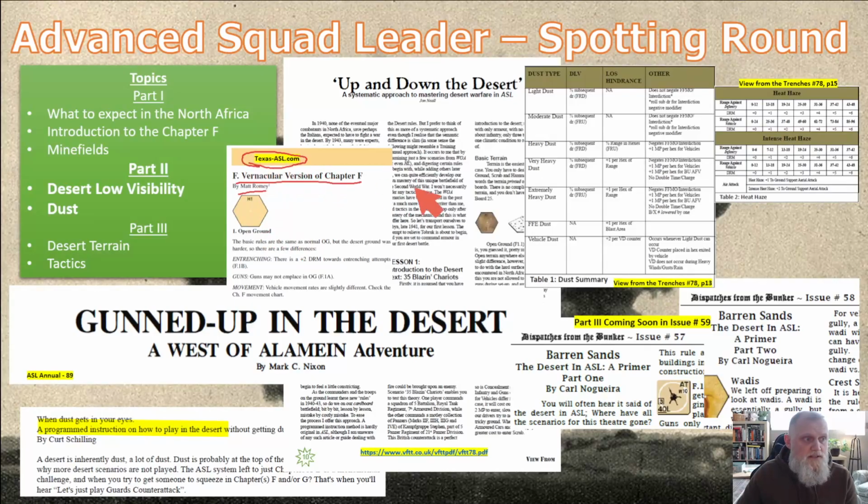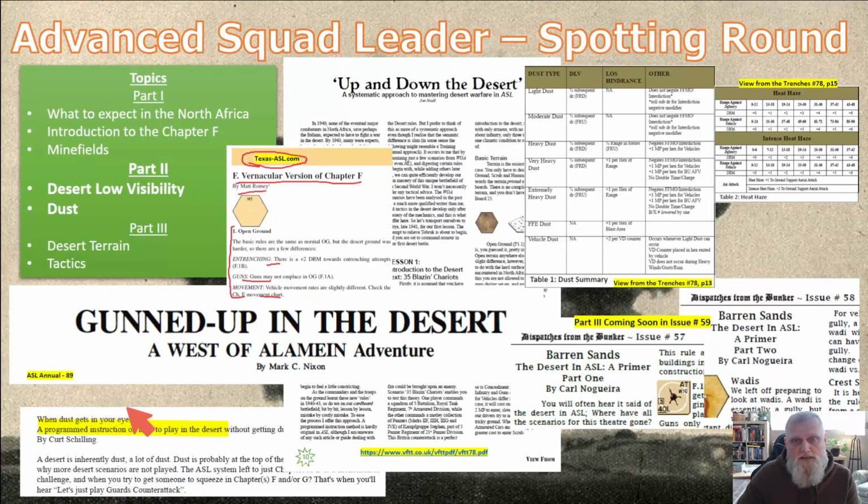TexasASL.com. If you haven't seen the website before, links down below in the description. This is section 1 on open ground. Entrenching, 1 sentence, half a sentence, 1 sentence. All you need to know. All right, so he did that for every section of Chapter F. It is the bare bones version, and it is much simplified. So if you want Chapter F bare notes, that is the one to go.